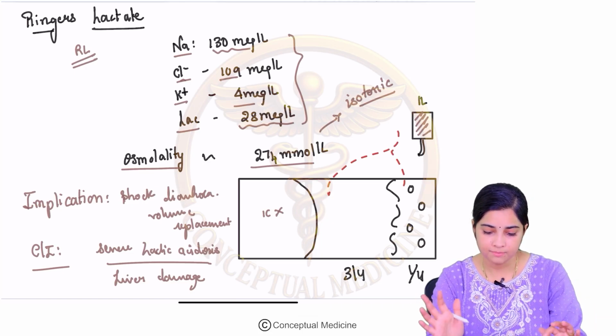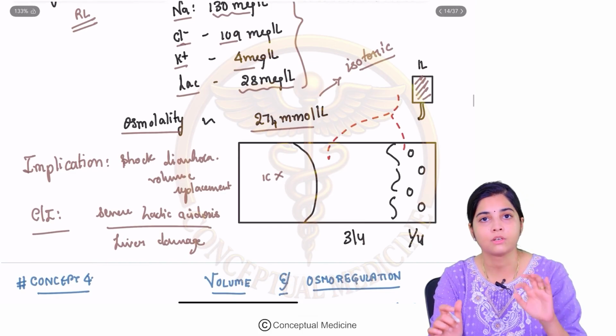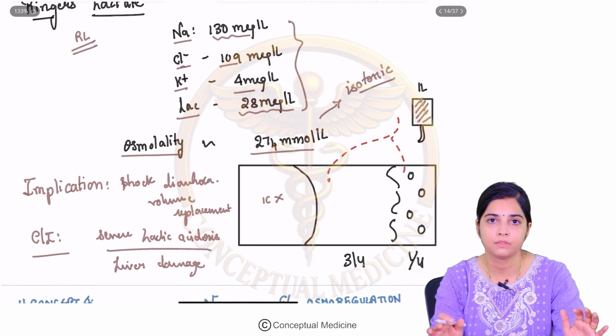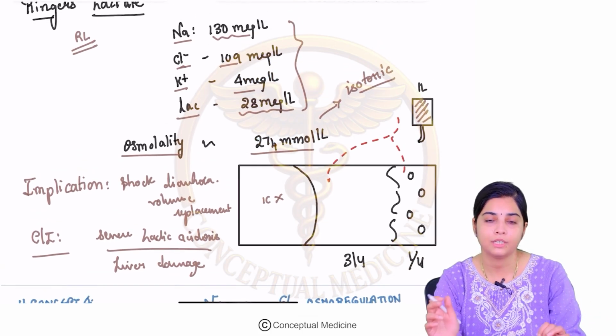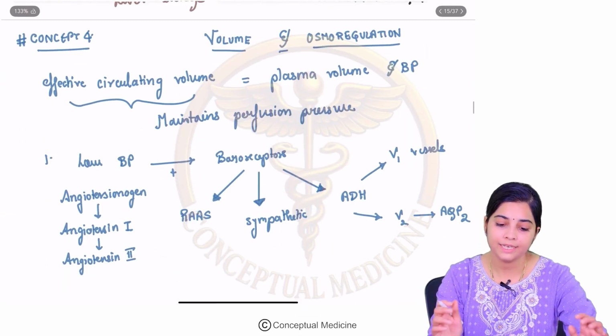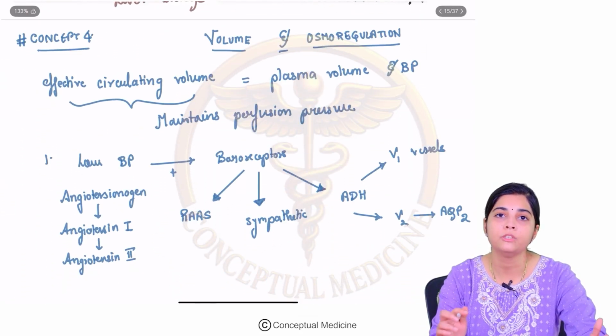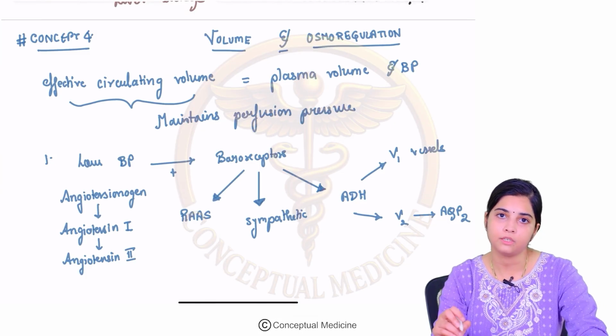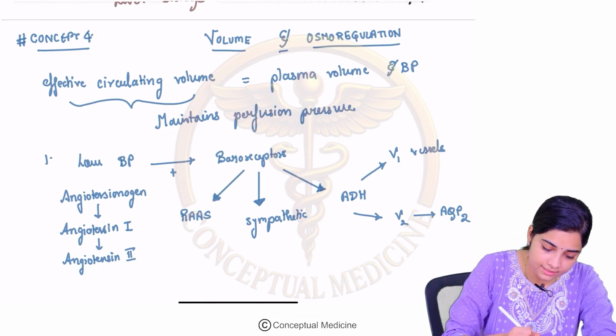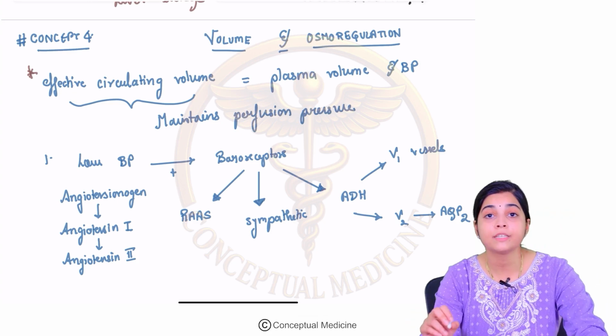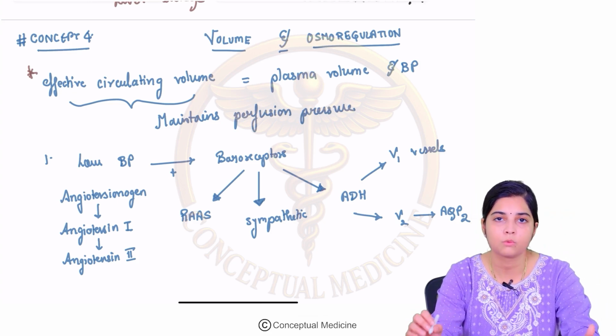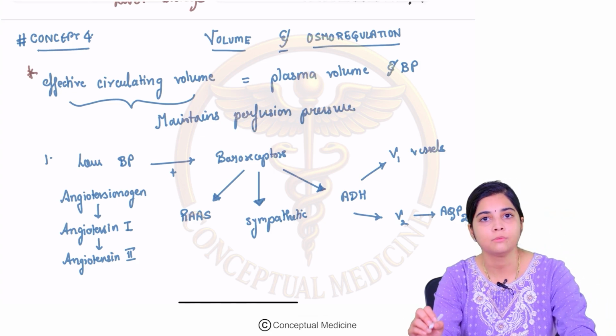Okay. So this brings us to the end of your concept on IV fluids. Alright, so till here clear. Now let us move on to the next concept. The next concept is your concept of volume regulation and osmoregulation. Okay. So let us understand this term, what is effective circulating volume. So what is effective circulating volume?